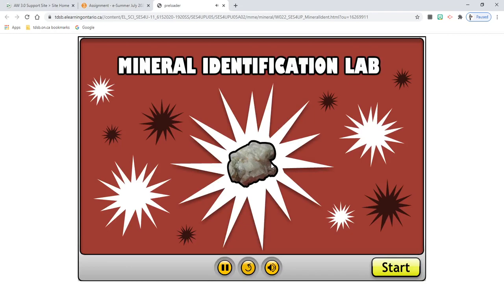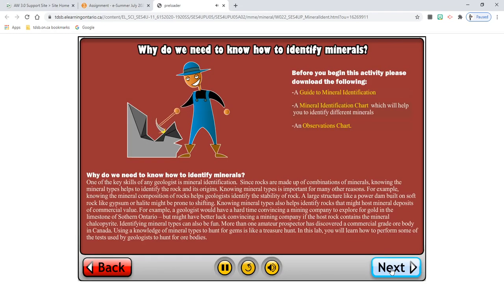Mineral Identification Lab. Why do we need to know how to identify minerals?